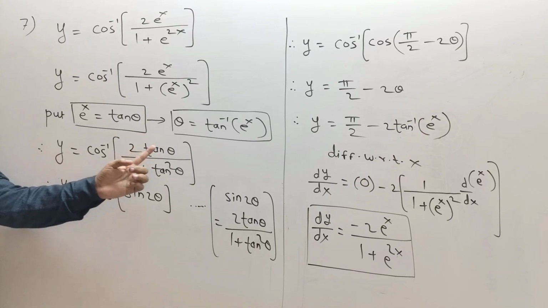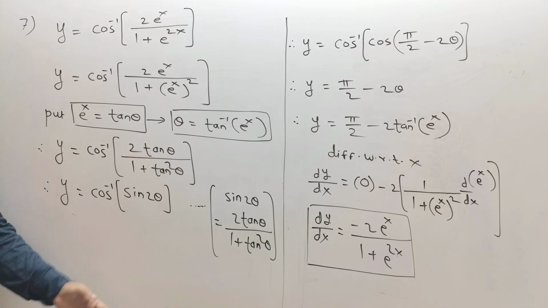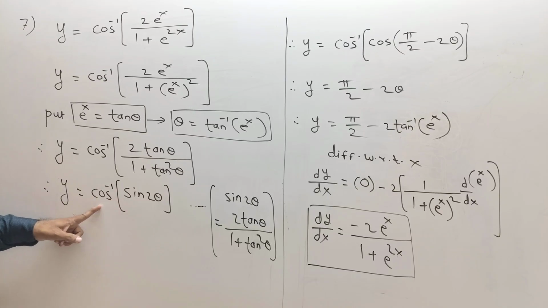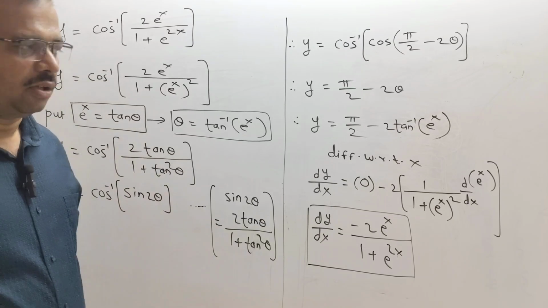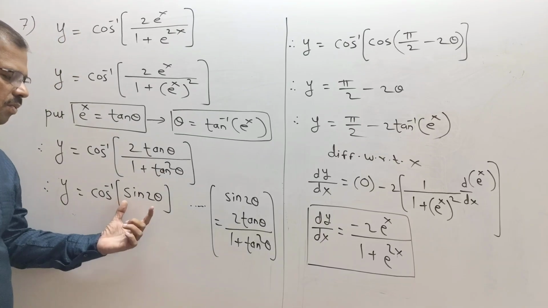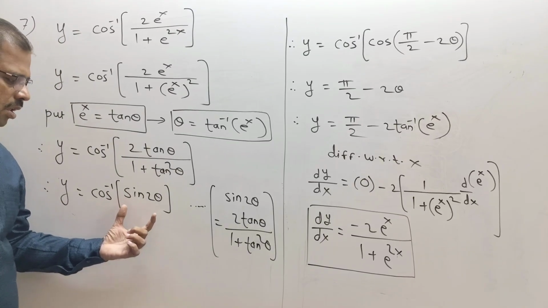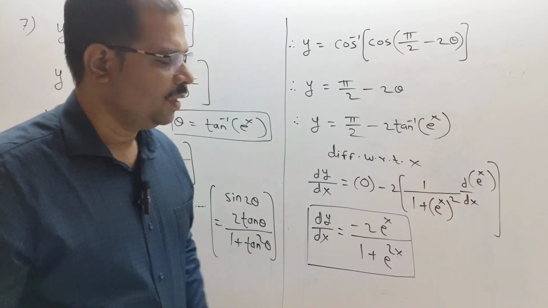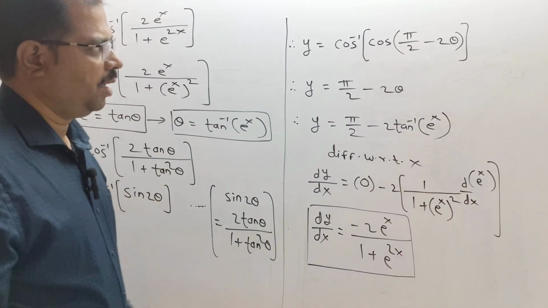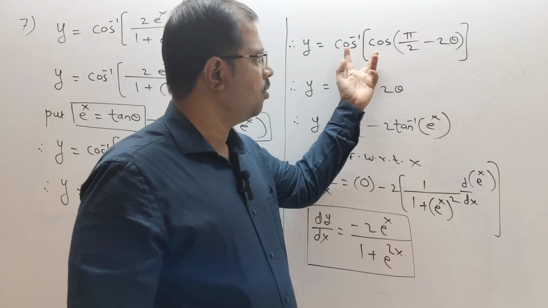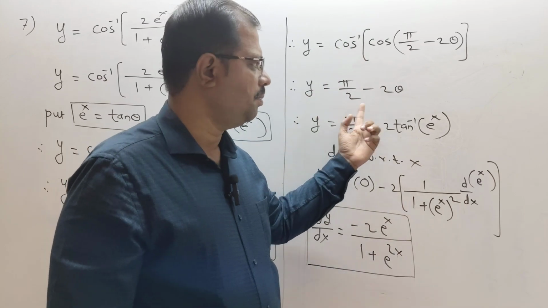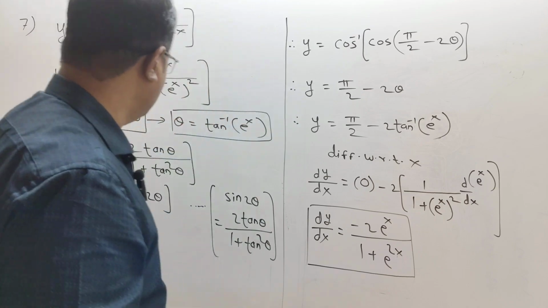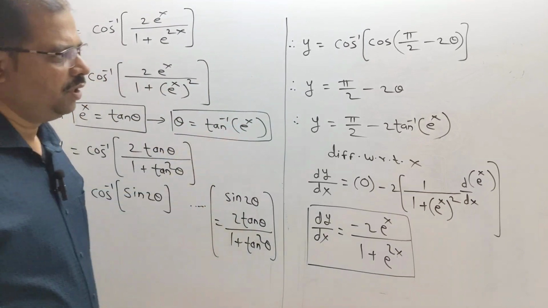Now, cos inverse of 2 tan theta upon 1 plus tan square theta, which is the formula of sine 2 theta. But the outer function is cos inverse, and this is a sine term. Therefore, we have to convert this sine in terms of cos. Therefore, sine 2 theta is cos of pi by 2 minus 2 theta. Sine of any angle is cos of pi by 2 minus that angle. Cos inverse cos gets cancelled, pi by 2 minus 2 into what is theta? Now theta is equal to tan inverse of e raised to x.